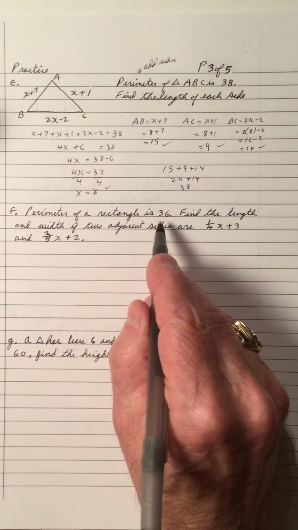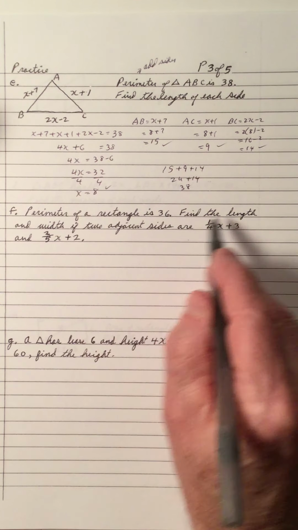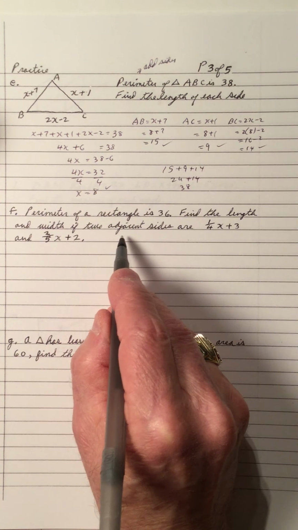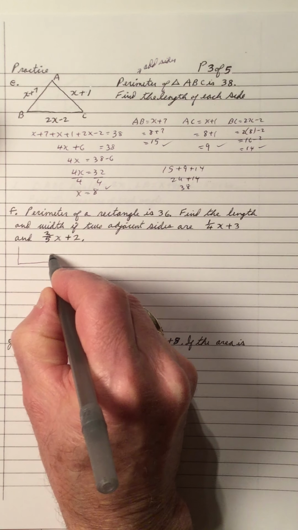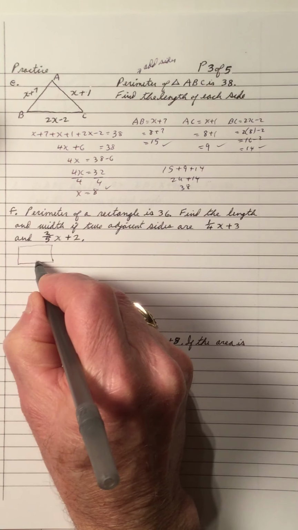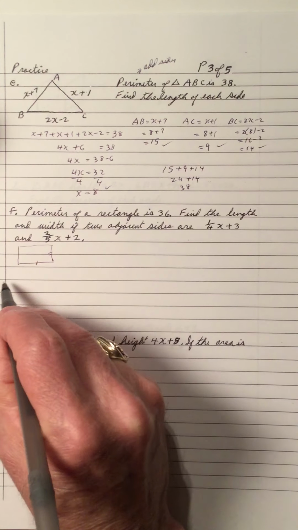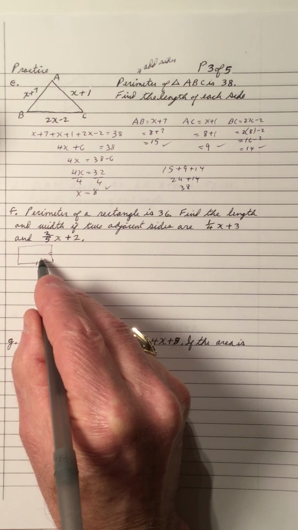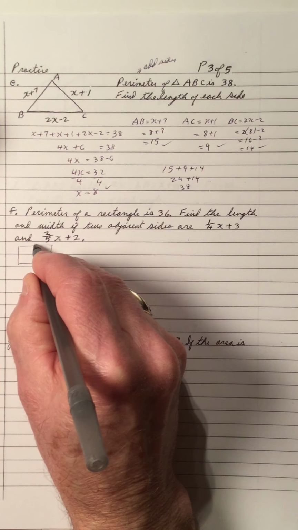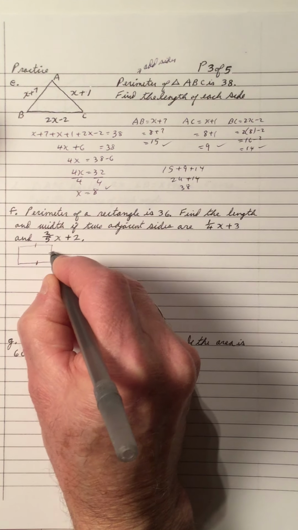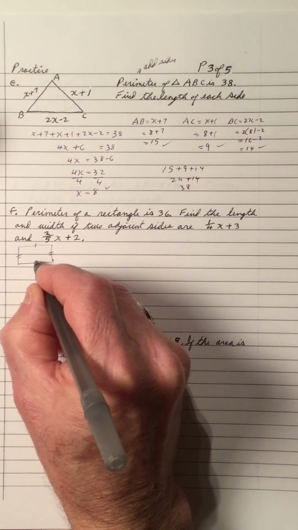F, the perimeter of a rectangle is 36. Find the length and the width of the two adjacent sides. So we have a rectangle, which is like this, and the two adjacent sides are this one and this one. But we know that opposite sides are equal, so that side is equal to that side, and that one is equal to that.